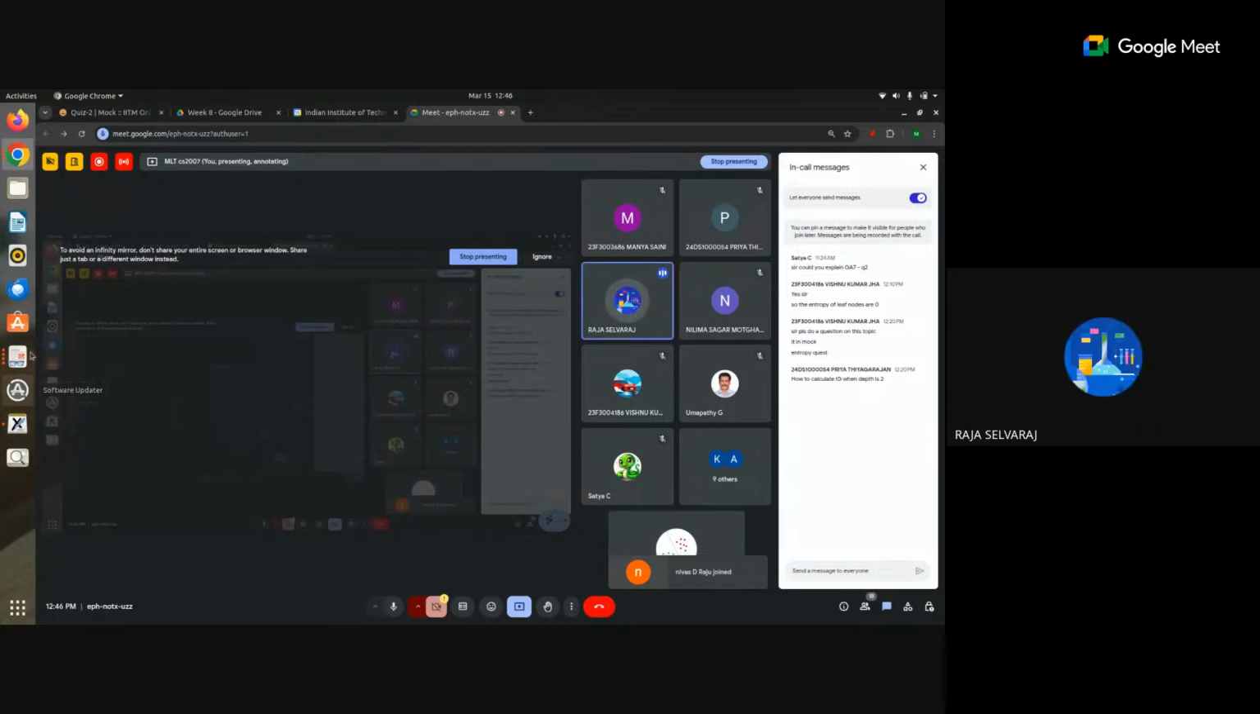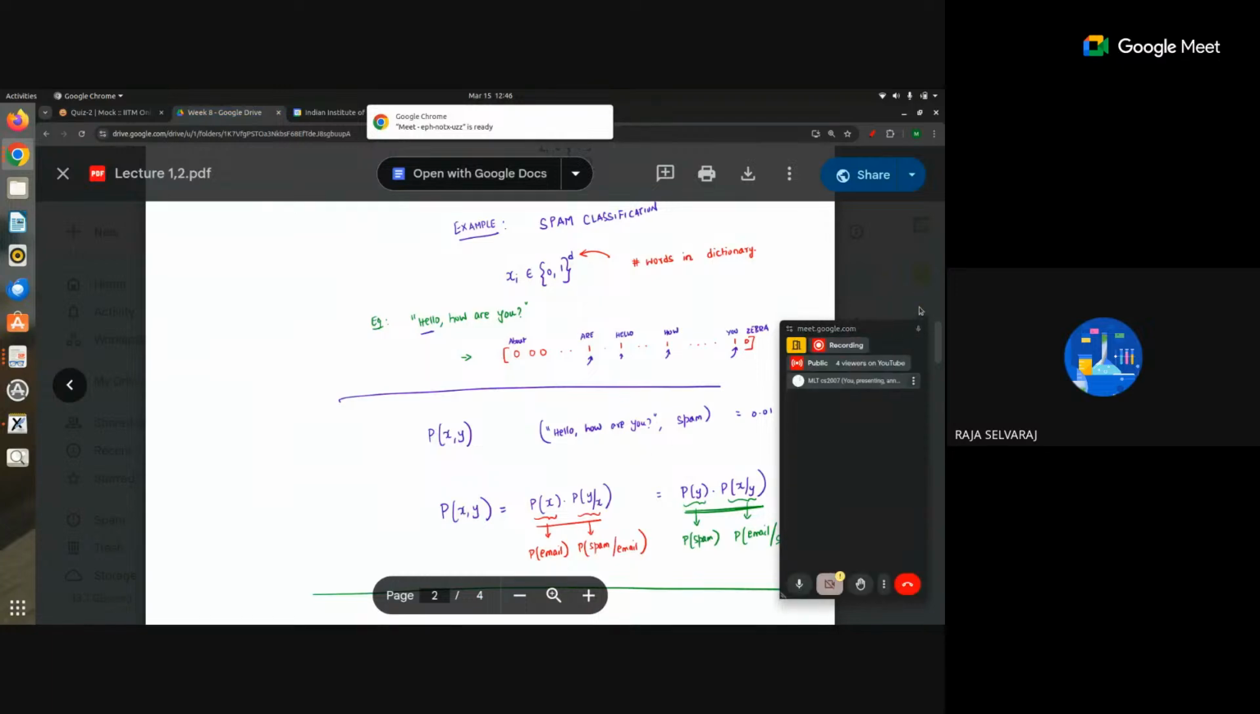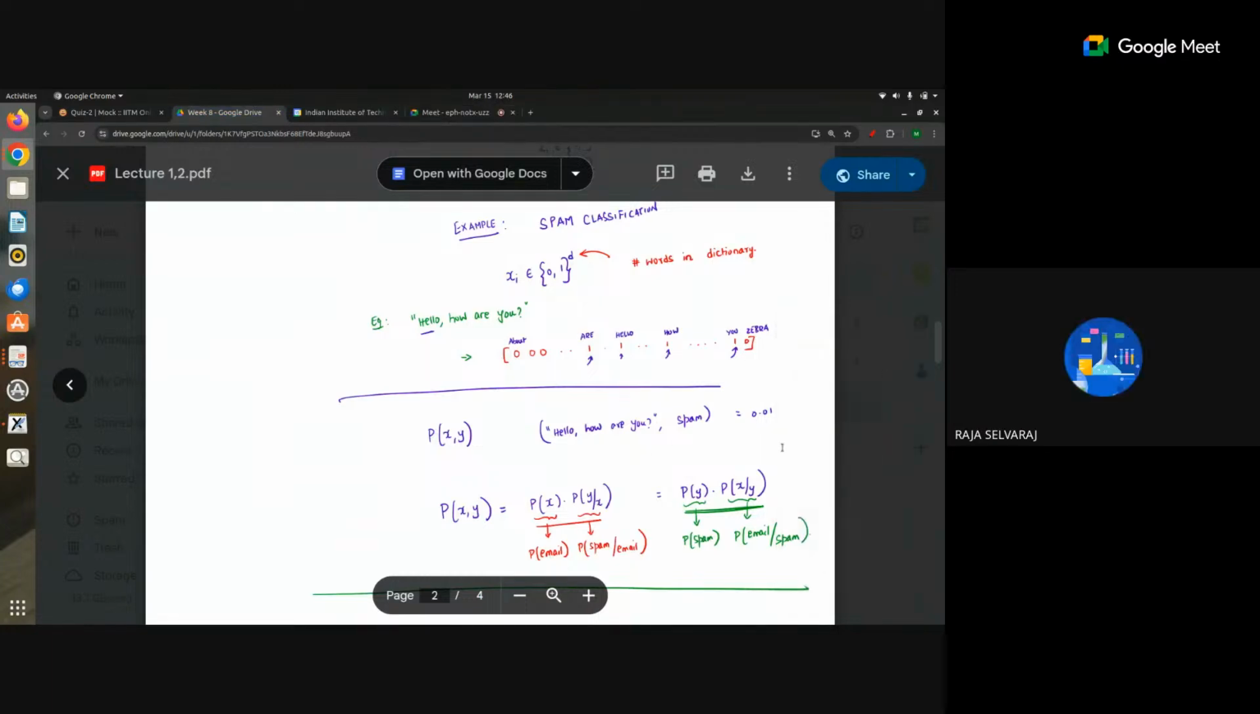So there is a mail with words like "Hello, how are you?" and it is also classified as spam. So the probability there is 0.01. Yeah, so you have an email and its label. So what is the probability that this kind of combination will exist in the mail? If this kind of combination is there, then what is the probability associated with that? It is given to us. Is that correct?